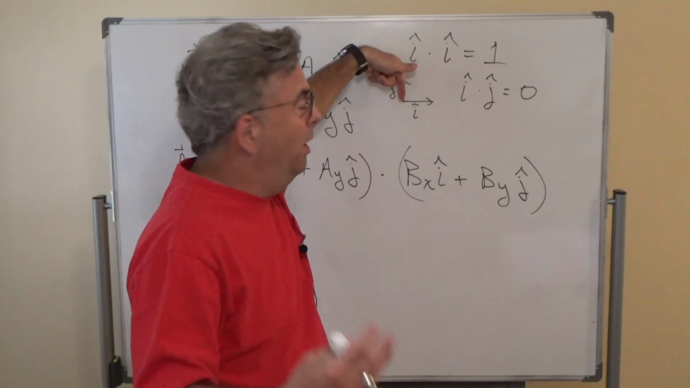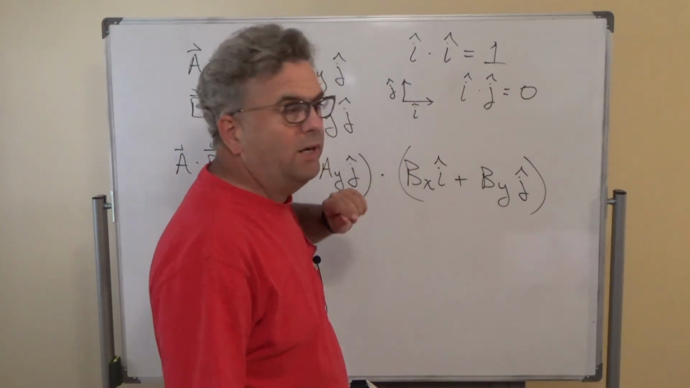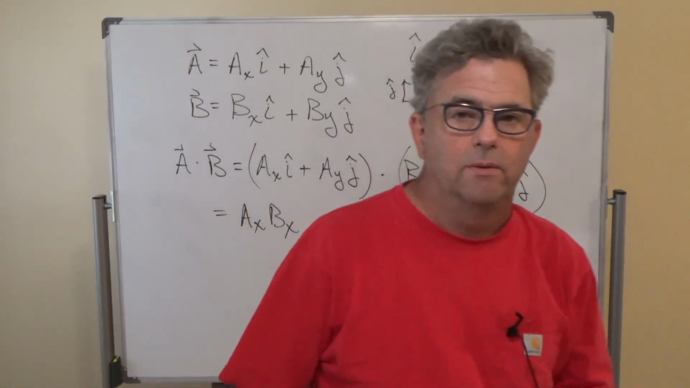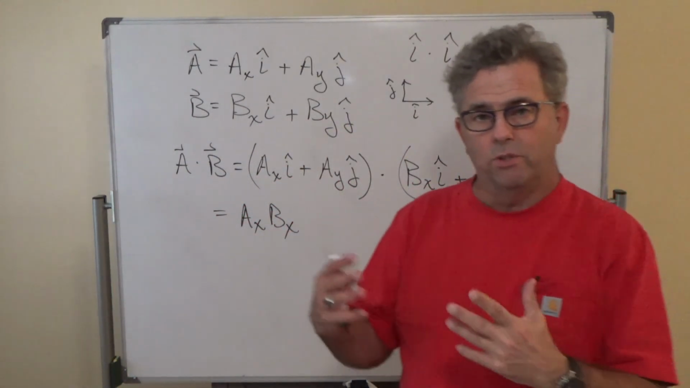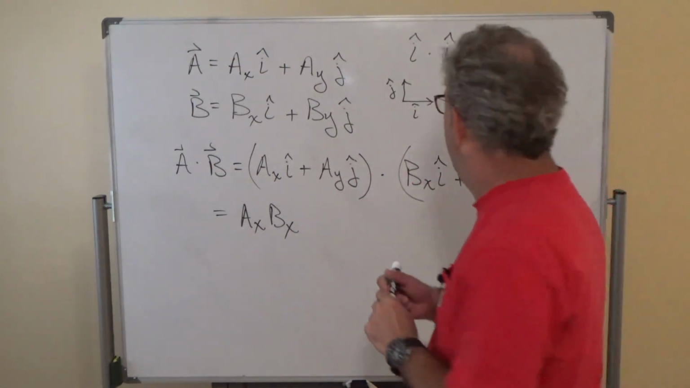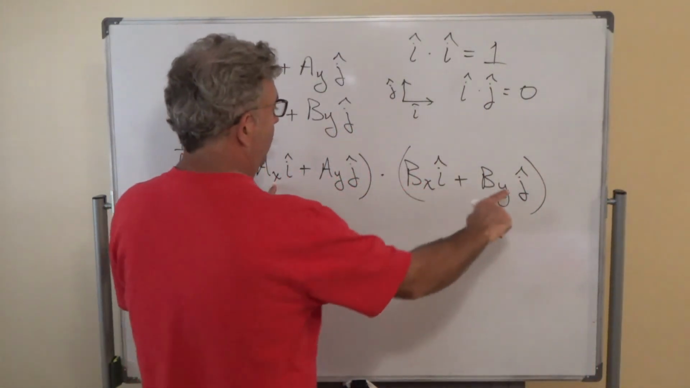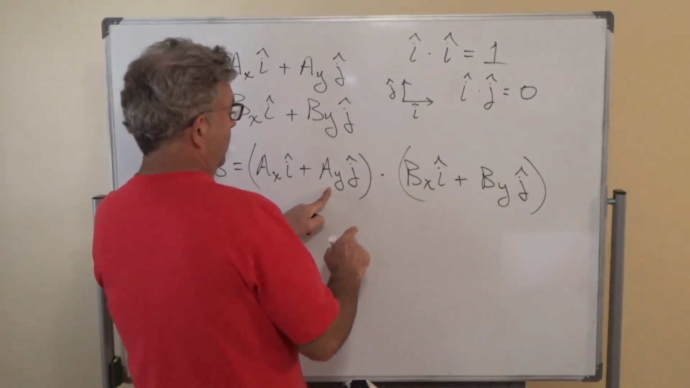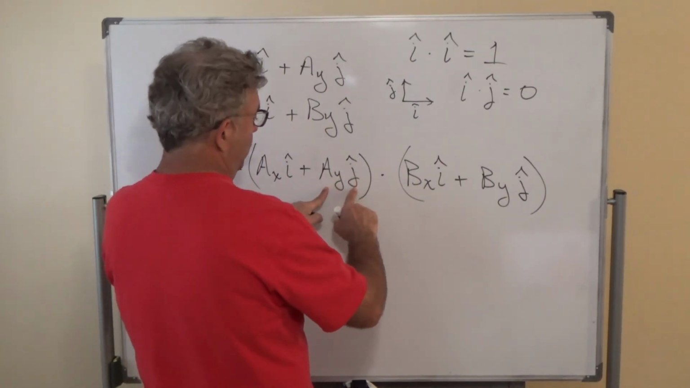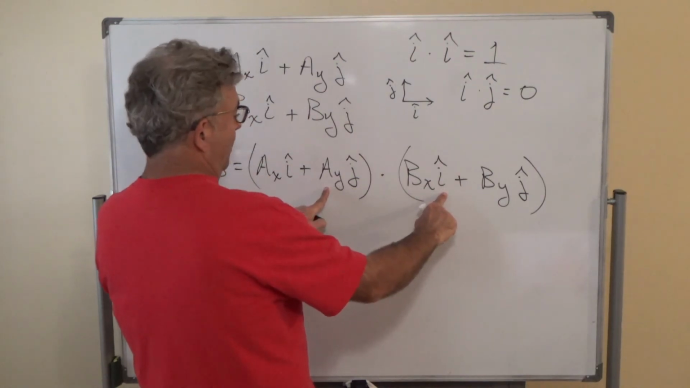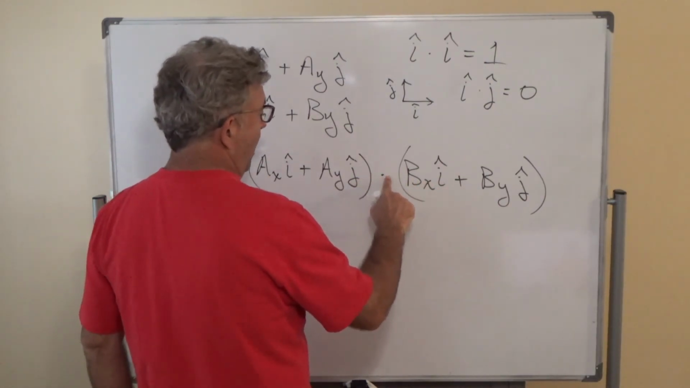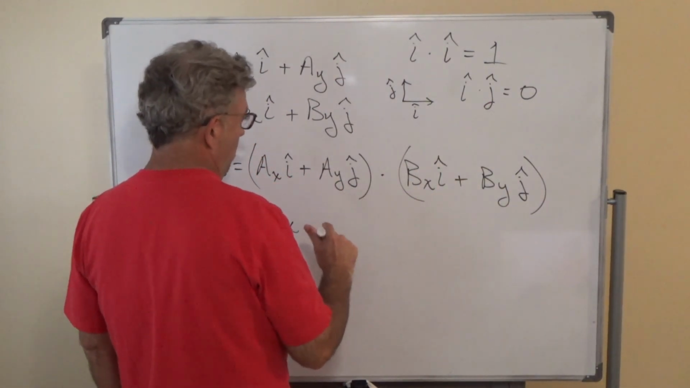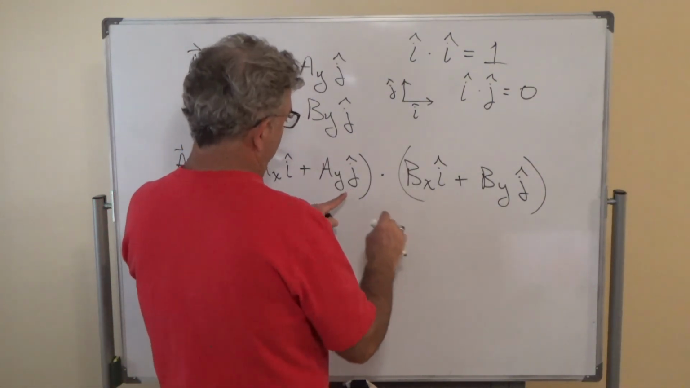There's no component of j hat in the i hat direction, nor is there any component of i hat in the j hat direction. That's what these dot products are. They're projections. Okay? So this is equal to 0. I don't get a contribution from AX BY. Let's take this term. AY j hat dot BX i hat. Same game. j hat dot i hat, that's just these commuted. That's equal to 0.